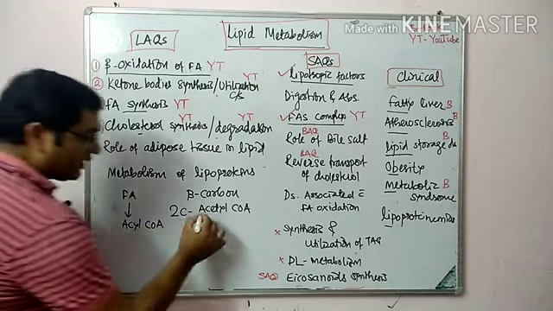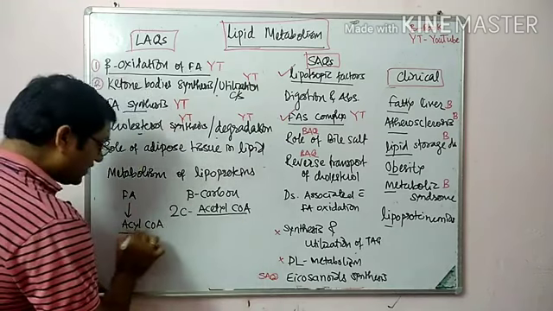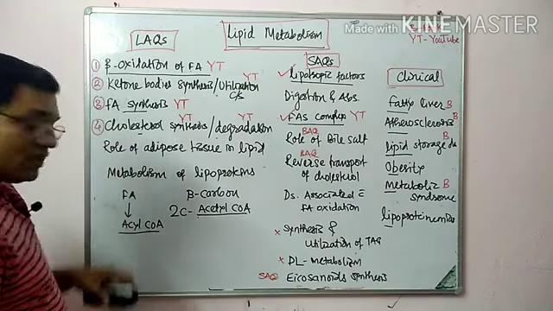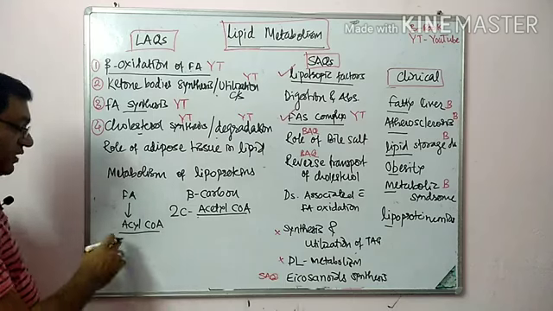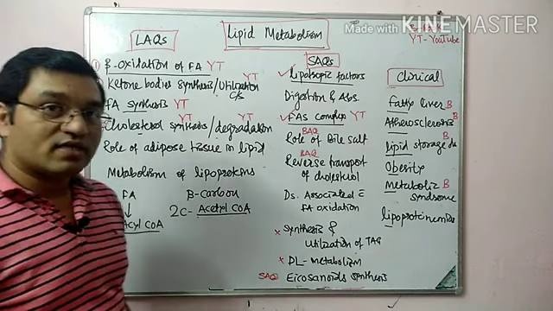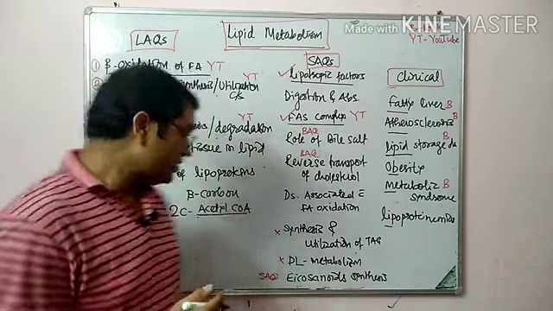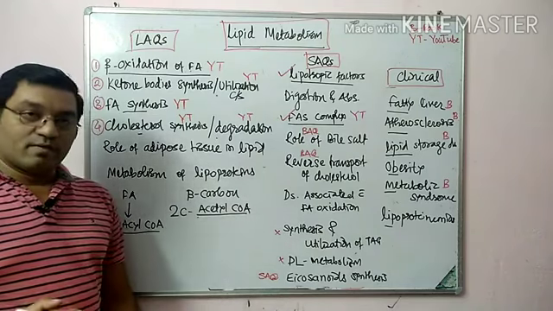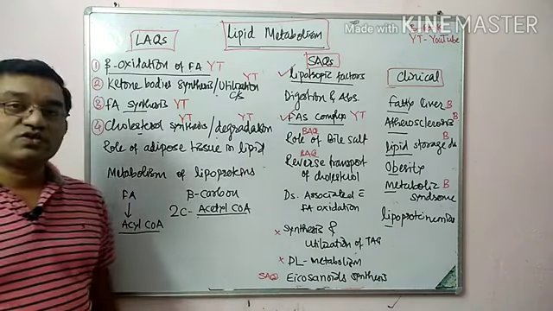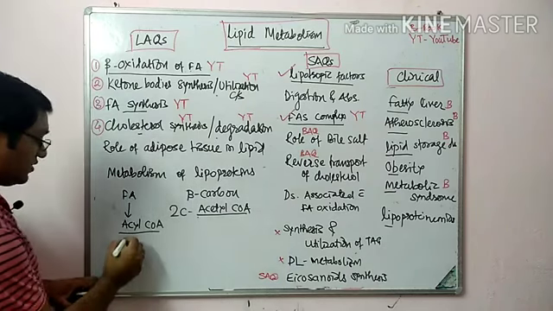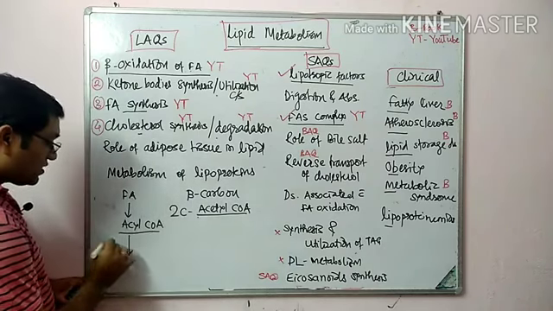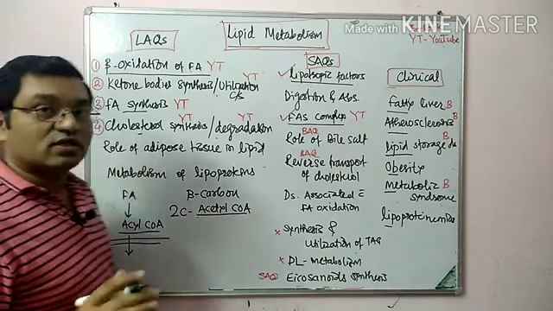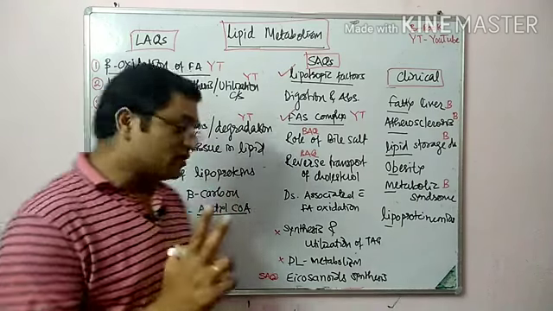There is difference between acetyl coenzyme A and acyl coenzyme A. Acetyl means it has 2 carbons. Any fatty acid with more than 2 carbon is known as acyl. This step is known as activation of fatty acid. Then second step is transport across the mitochondrial membrane with the help of carnitine shuttle system.